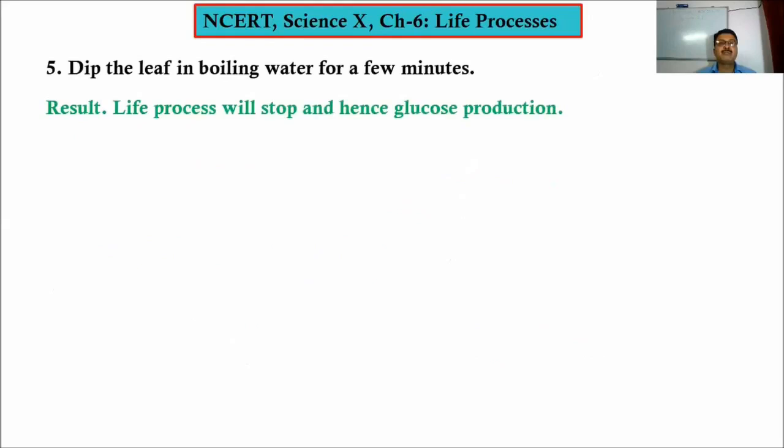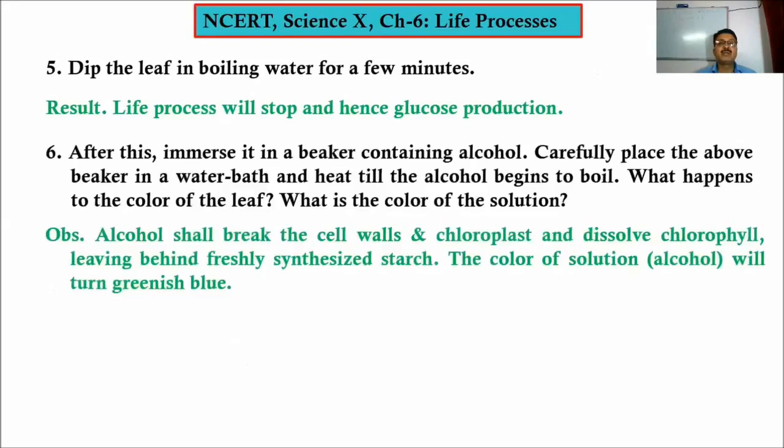Thereafter, the leaf is boiled briefly to stop the glucose synthesis and other life processes. Due to boiling, cell walls and cells of the leaf are also loosened. Then the leaf is boiled in alcohol in a water bath. Why is a water bath used? Since alcohol is highly inflammable and boiling on a direct flame will cause fire.